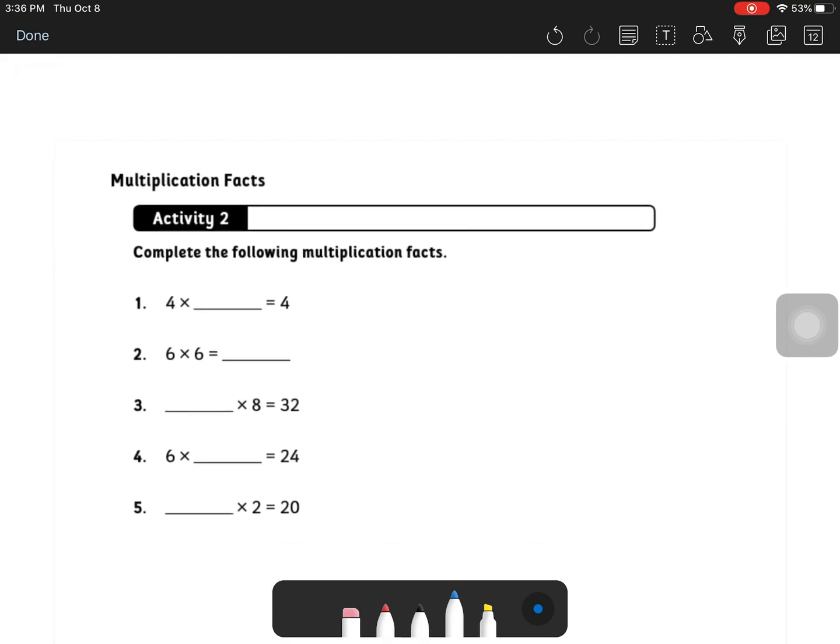Okay, complete these multiplication facts. 4 times what is 4? That would be 4 times 1. 6 times 6 is 36. What times 8 is 32? 4 times 8. 6 times what is 24? That would be 6 times 4. And what times 2 is 20? That would be 10.